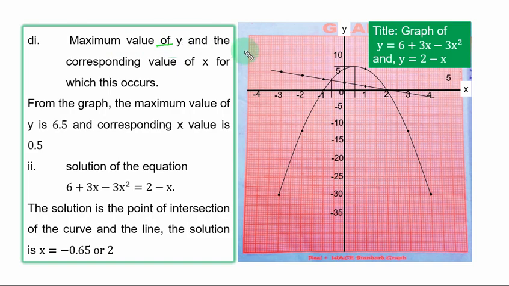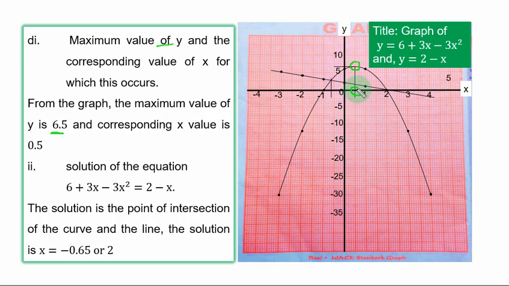this occurs. Now, the peak of the curve is the maximum value of y. If you trace to the y-axis, you have 6.5. From that point, if you trace it to the s-axis, you have 0.5. Noting that on the s-axis, one line is 0.1.